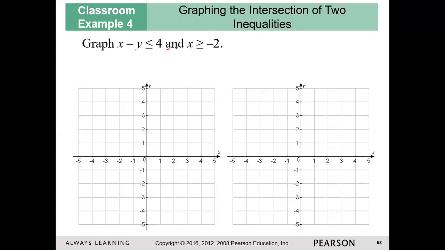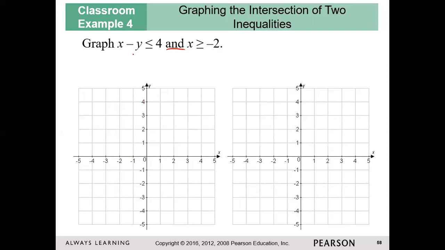Because remember, with and, we're looking for the intersection of the shaded regions. Just like we did with a single variable, we looked for the intersection of the shaded regions when we had just the line. Well, now we're going to have a Cartesian plane that we're going to be graphing these two variable inequalities on, and we're still going to be looking for the overlapping of the shaded regions, okay?